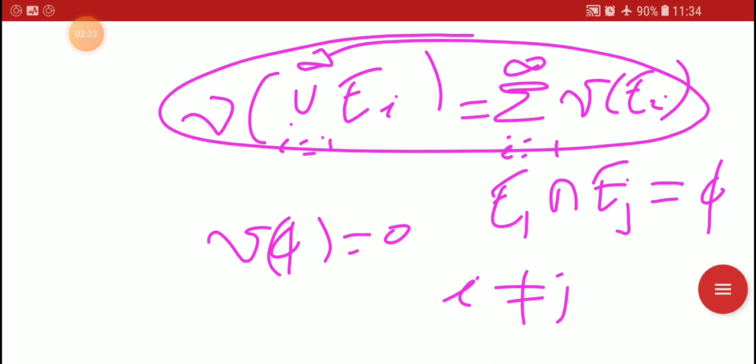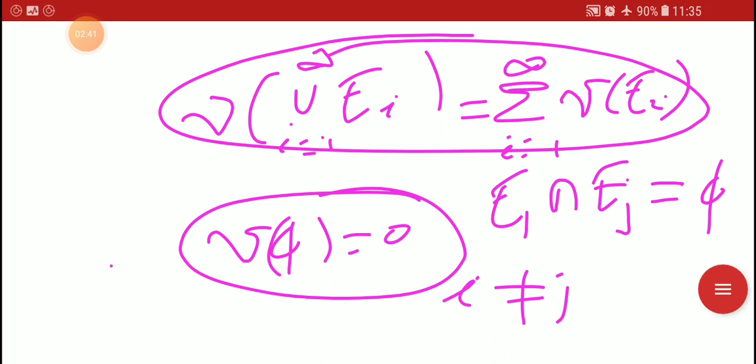Signed measure means a set function defined on a measurable space that takes at most plus infinity value or minus infinity value, and the second is nu of the null set is 0, and the third is that if the sets are pairwise disjoint, then nu of union E_i equals summation of nu of E_i. That is the definition of signed measure.